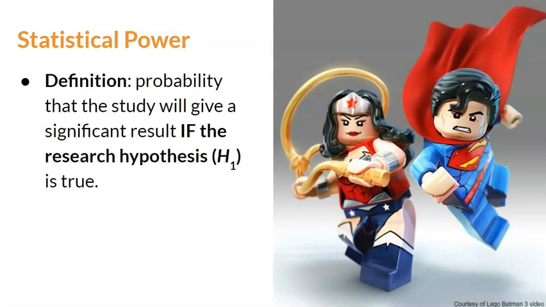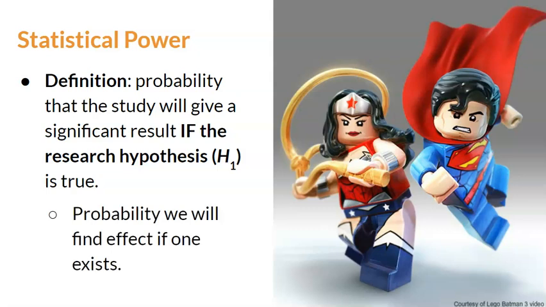The definition of statistical power is the probability that the study will give a significant result if the research hypothesis is true. In other words, you want to reject the null hypothesis if the research hypothesis is in fact correct. Statistical power is the probability that we will find an effect if one exists.